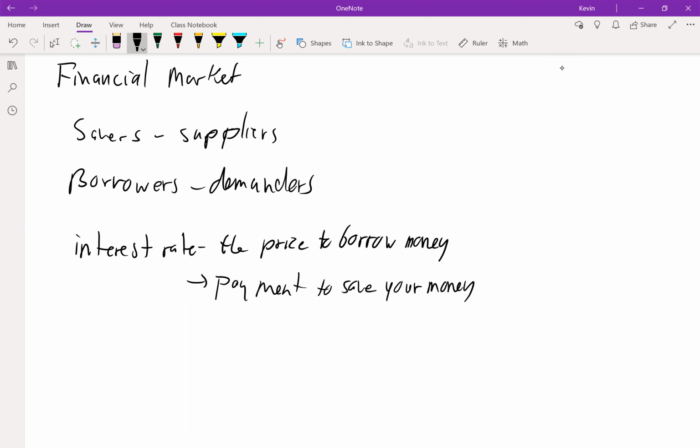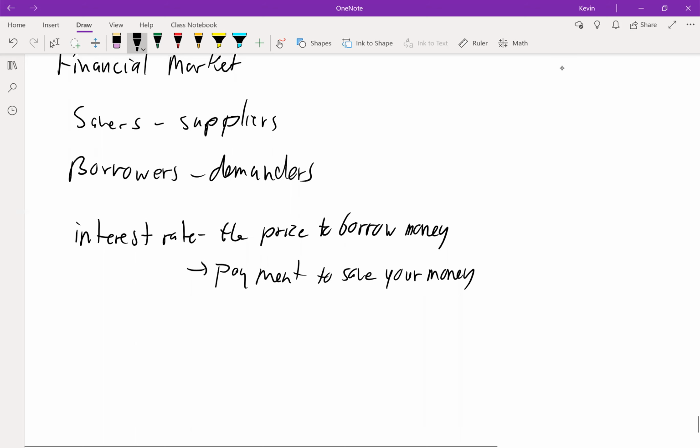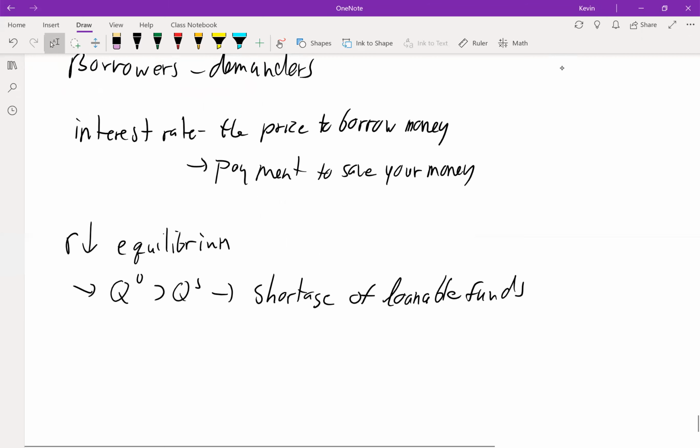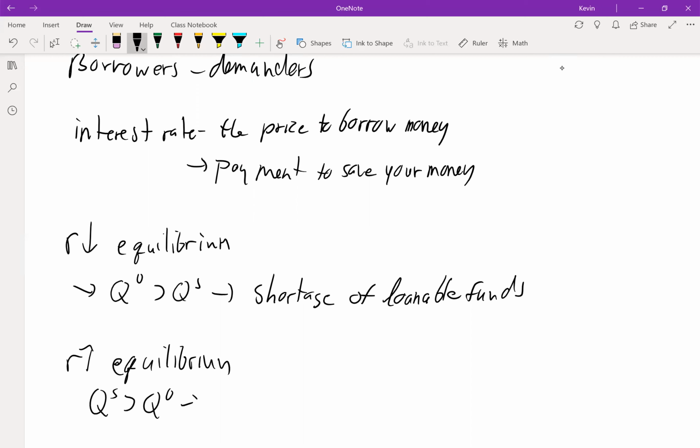And what we'll see is that if we have an interest rate that is below equilibrium, it'll act just like any other good. Below the equilibrium rate, our demand for money will be greater than our supply for money, which would lead to a shortage of loanable funds. On the other side, if our interest rate is above equilibrium, just the opposite will be true. Then our supply will be greater than our demand, which is a surplus of loanable funds.